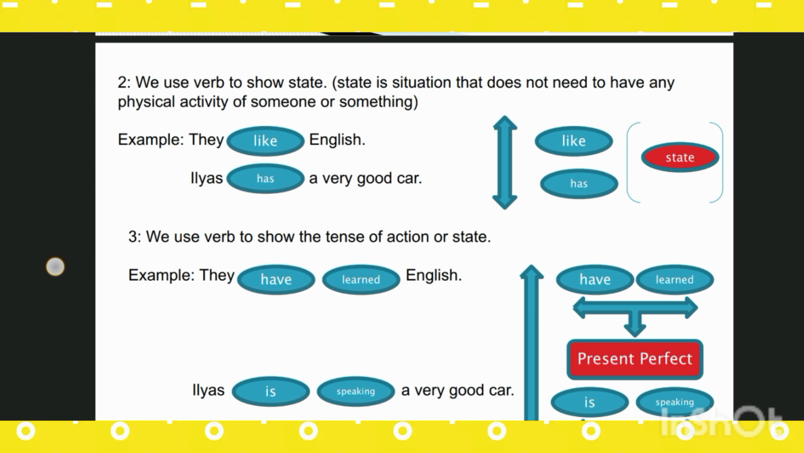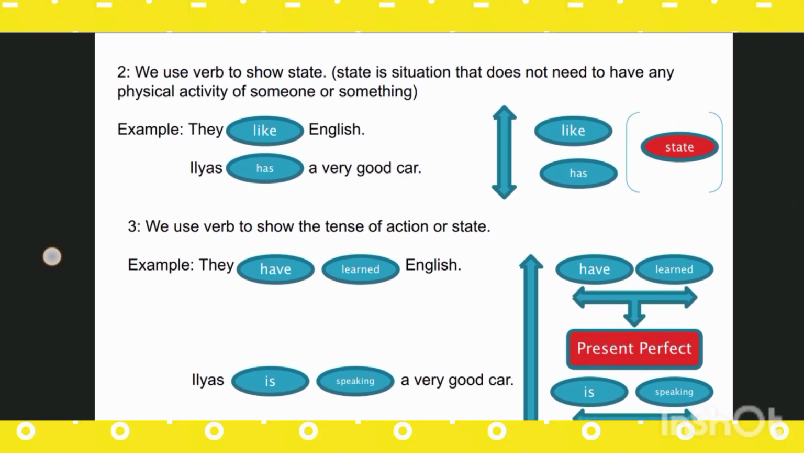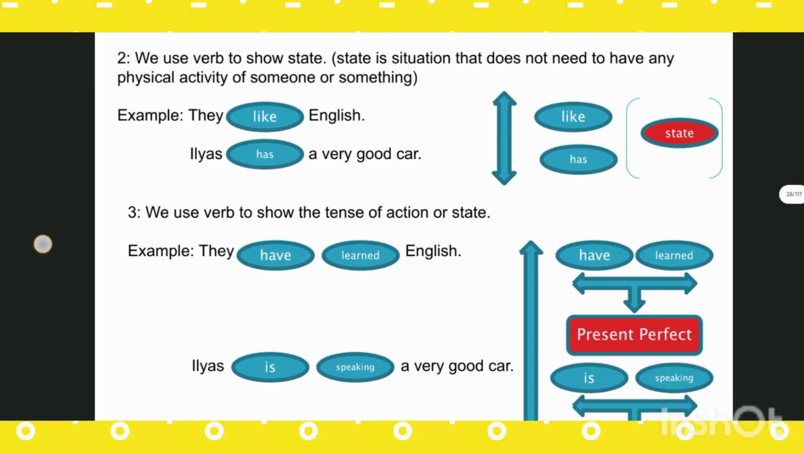You have to see: Ilyas has a very good car. In action, we have to see like, has. What, like and has, it is state. It is state. Like and has, it always has to be seen as a state. Okay, guys?